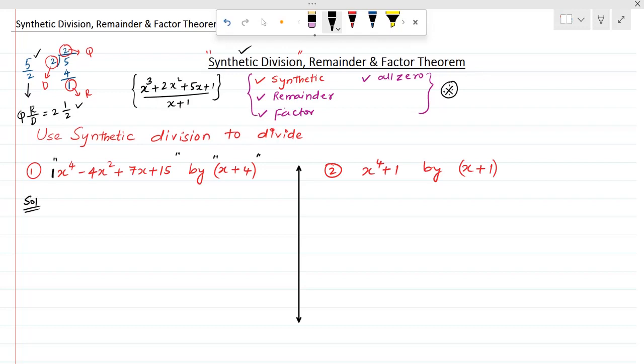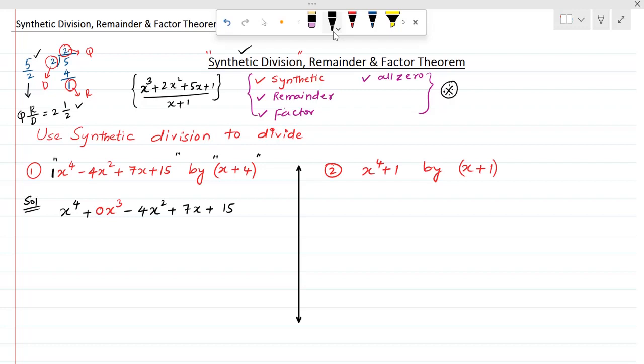Now let us solve the first problem using synthetic division. The polynomial is given and it is divided by x plus 4. Now I have to check whether all the terms are there. See here, this is x power 4, but x power 3 is missing. So I write x power 4 plus 0x power 3 minus 4x square plus 7x plus 15.